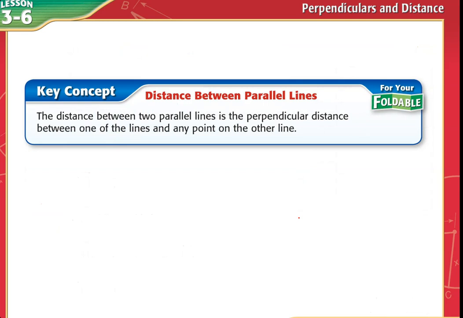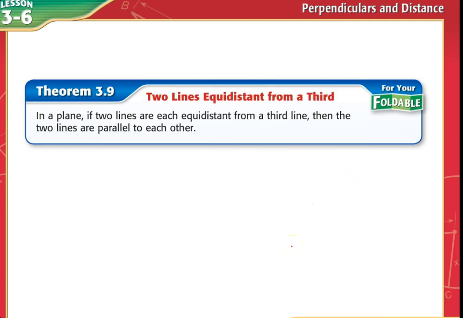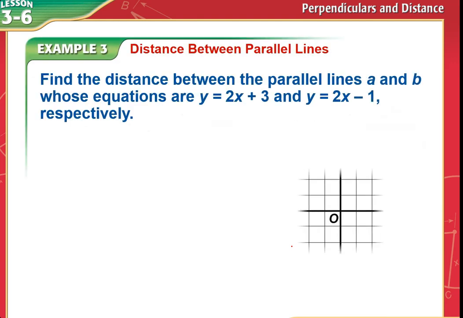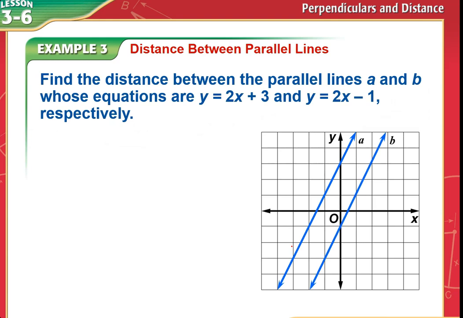Okay, distance between parallel lines. Now, the distance between parallel lines is the perpendicular distance between one of the lines and any point on the other line. Because when you have lines that are parallel, you can pick any point on here. This distance here would be the same. Okay. Two lines equidistant from a third. In a plane, if two lines are each equidistant from a third line, then the two lines are parallel to each other. Okay, so distance between parallel lines.